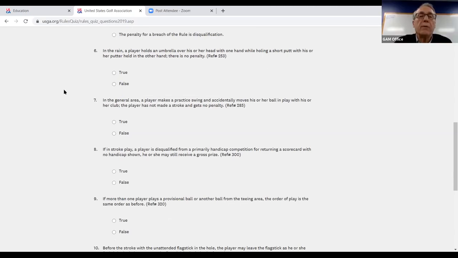The sixth question: in the rain, a player holds an umbrella over his or her head with one hand while holding a short putt with his or her putter held in the other hand. There is no penalty, true or false? True. I'm hearing the trues talk louder than the falses. Does the false person want to argue? Okay, we'll go with true.